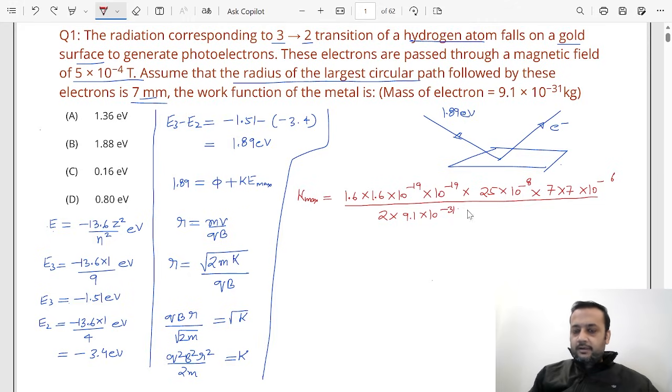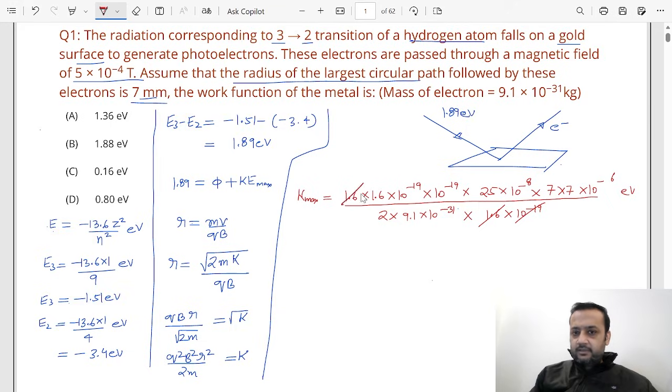Okay, so for this whole expression, if you solve, you will get the answer in joules. So if I want to find this answer in electron volts, I'll have to divide this by 1.6 into 10 to the power minus 19. Now this value will come in electron volts. Okay. So now see, the idea is that you can do this calculation.